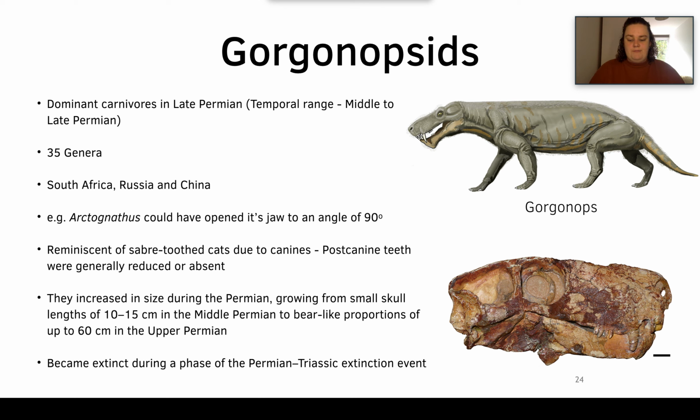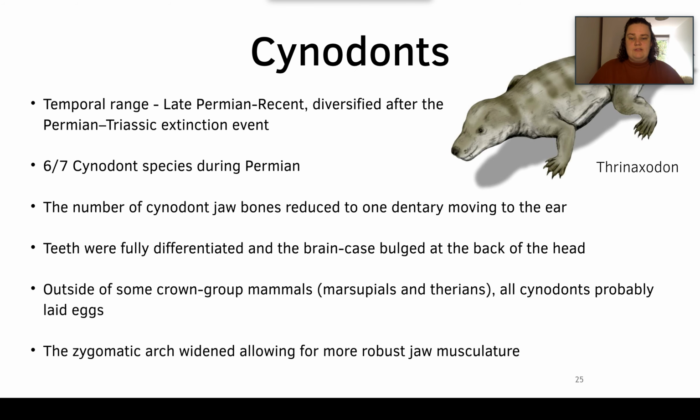So, during the Permian-Triassic extinction, there were different phases of extinction of organisms, and this was due to different factors. And next we move on to the cynodonts. So they have a temporal range of the late Permian to recent, and they diversified after the Permian-Triassic extinction event. And during the Permian there were about 6 or 7 cynodont species, and so we are part of the cynodont clade, which is really cool.